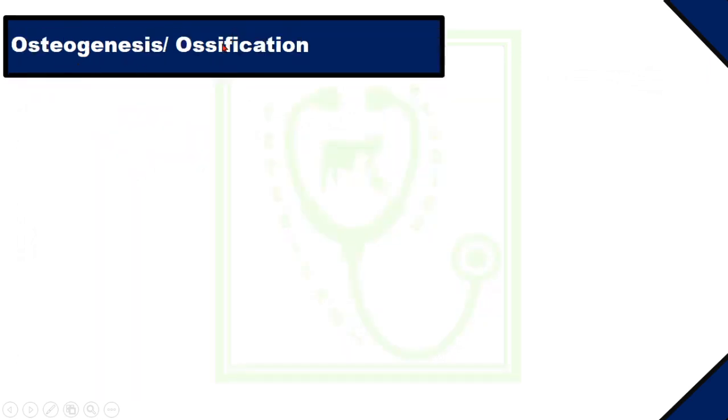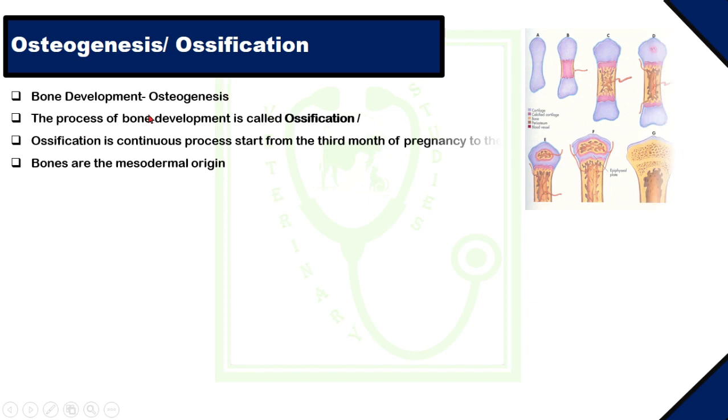Osteogenesis or ossification. Osteo means bone, genesis means formation or development. Bone development is called osteogenesis and the process of bone development is called ossification. We call it osteogenesis because the development of bone starts in embryonic life, and we call it ossification because it is a continuous process which starts from embryonic life to the maturity of the animal. Bones are of mesodermal origin.